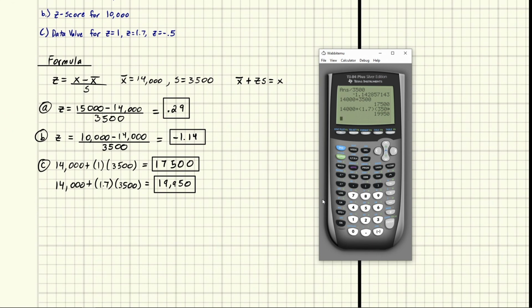So you can think of the z-score as just the number of standard deviations. 14,000 plus, and then our last one here is negative 0.5 times 3,500. So again, just plug in the formula, easy peasy. I'm actually going to just copy this, and I'm going to replace this with negative 0.5. This calculator has a separate button for the negative, so make sure you use that. Negative 0.5. And we do that, and we get 12,250. And this would be the answer for below. So there you go. That's how you do a question like this.